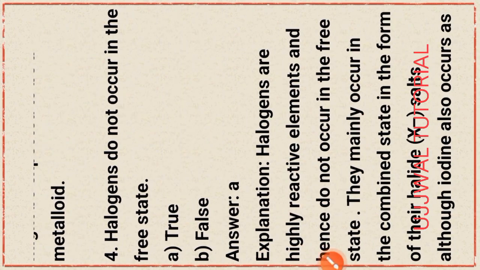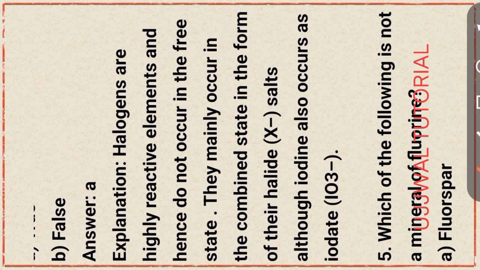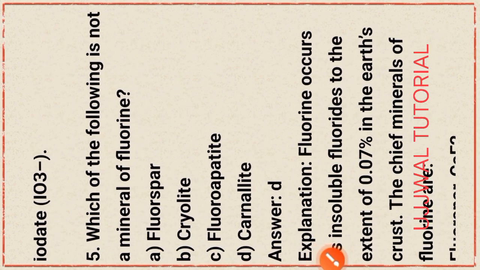Next question: Halogens do not occur in the free state. This statement is always true. To explain, halogens are highly reactive elements and hence do not occur in the free state. They mainly occur in the combined state in the form of their halide salts, although iodine also occurs as iodate, that is IO3 minus.